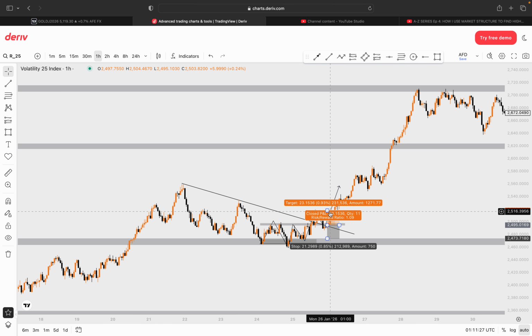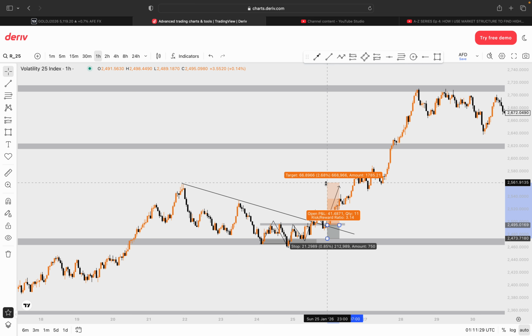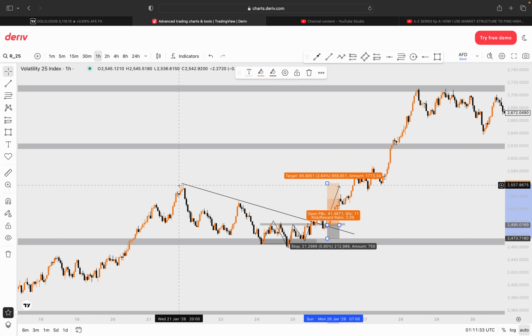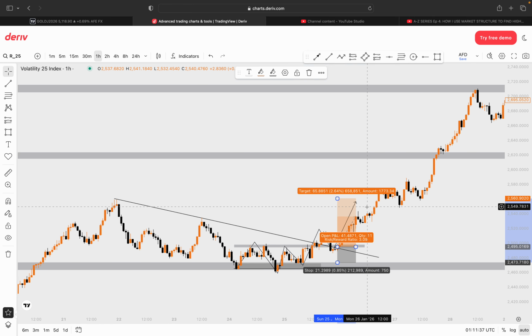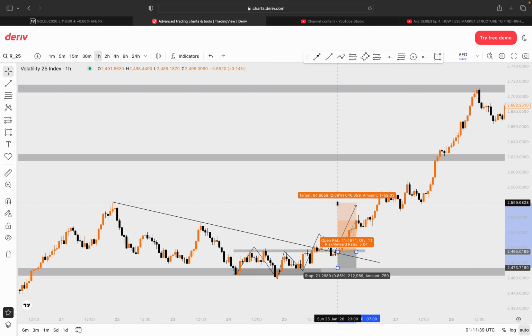Now, where would your TP be? Your TP would always be this swing high. But this swing high is supposed to give you at least 1:2. At least 1:2. If the swing high, like this one now, is giving us 1:3, look at it here. We are risking $21 to get $65. That's approximately 1:3.